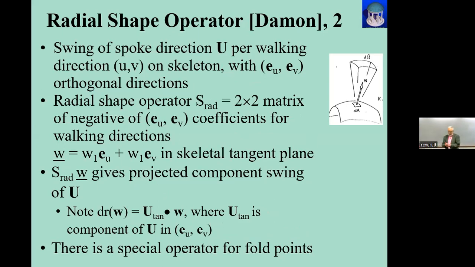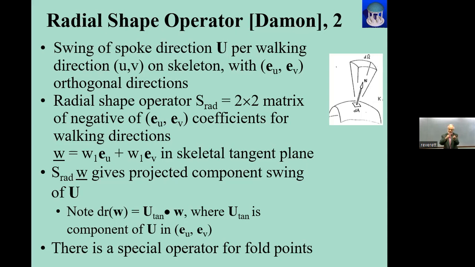Okay, now, thank you. So we have a funny coordinate system where we have two orthogonal coordinates in the tangent plane and the spoke direction, three unit vectors. Now we're interested as we walk in some direction, which can be in the tangent plane, that direction can be written as a linear combination of the two tangent plane spanning vectors. How the spoke swings when we walk in that direction. So we walk in some direction and the spoke direction vector swings. But because the infinitesimal swing is orthogonal to that, we need the projection of that back onto these two vectors.